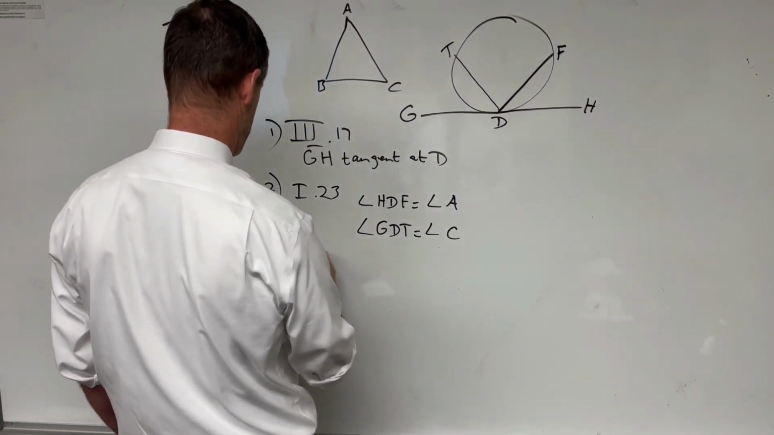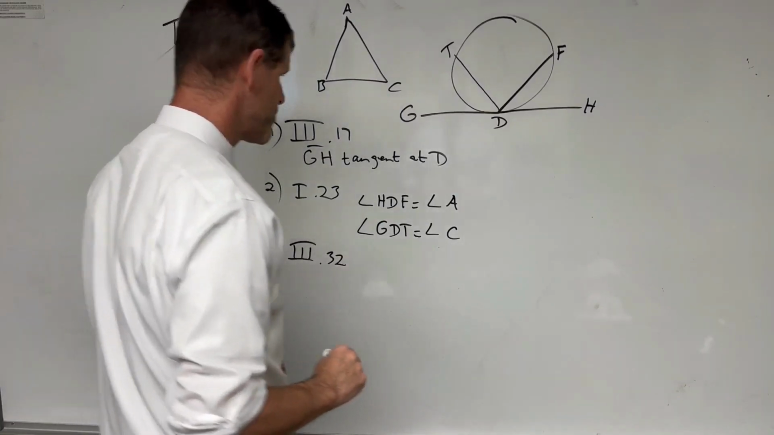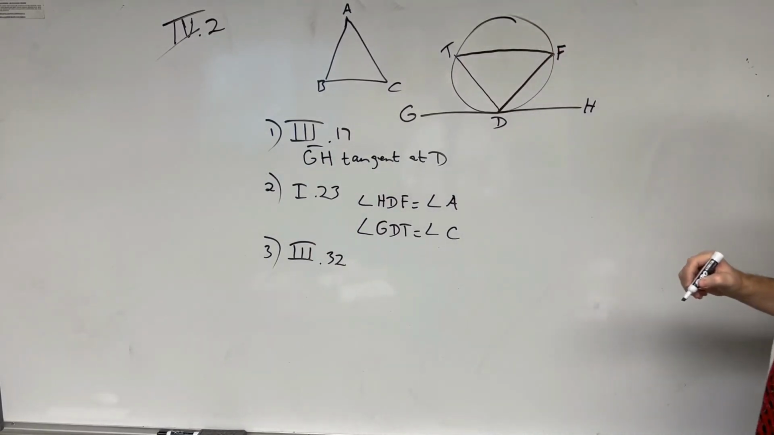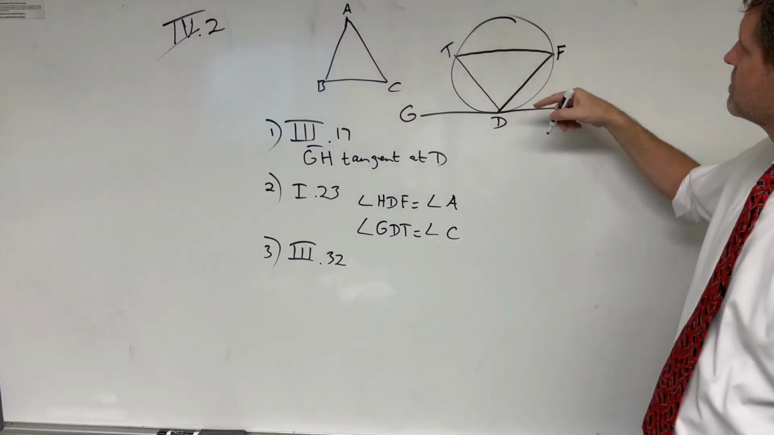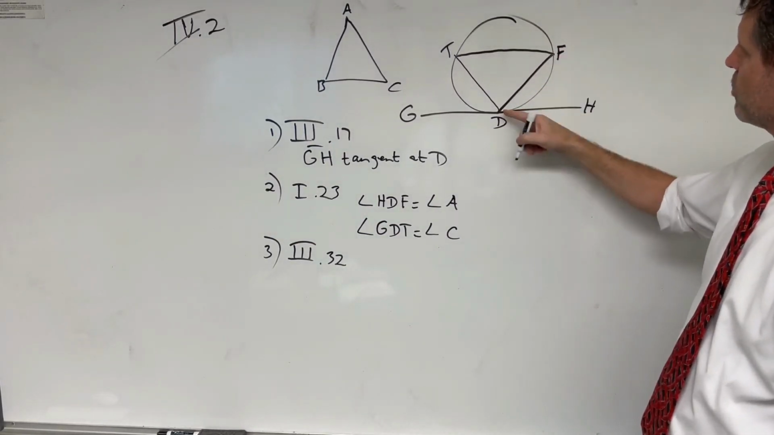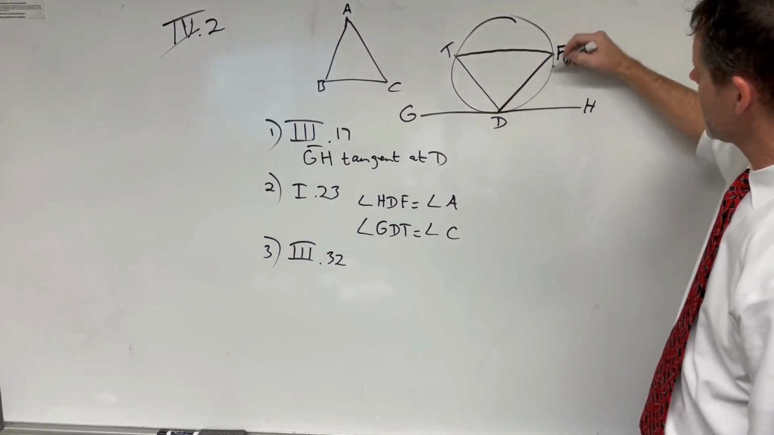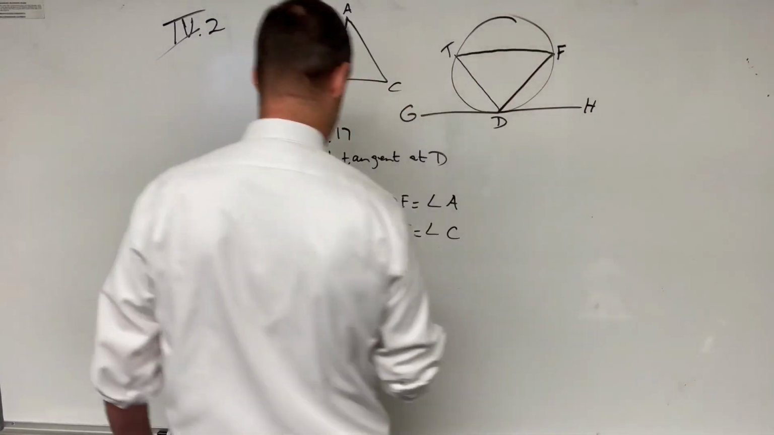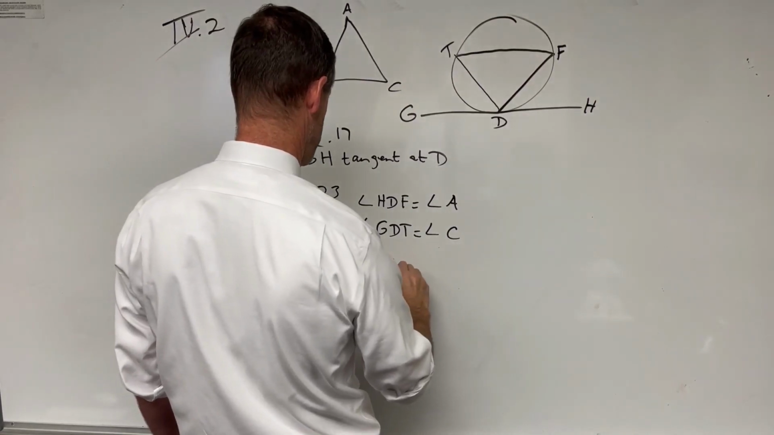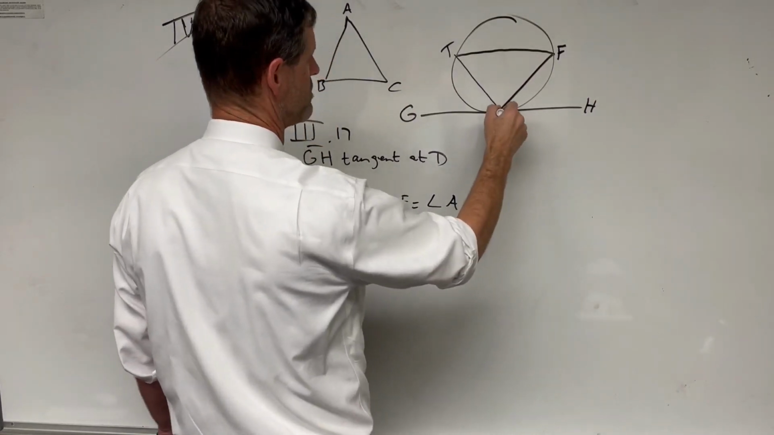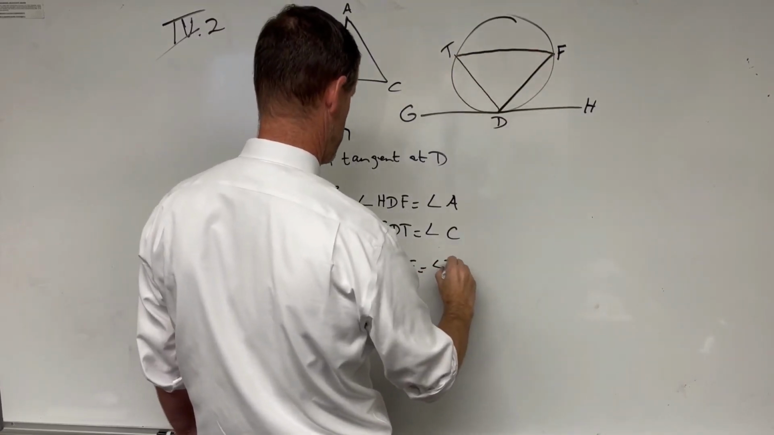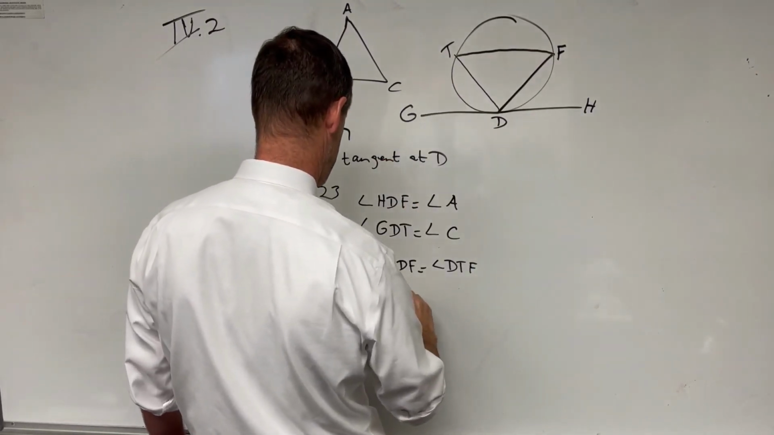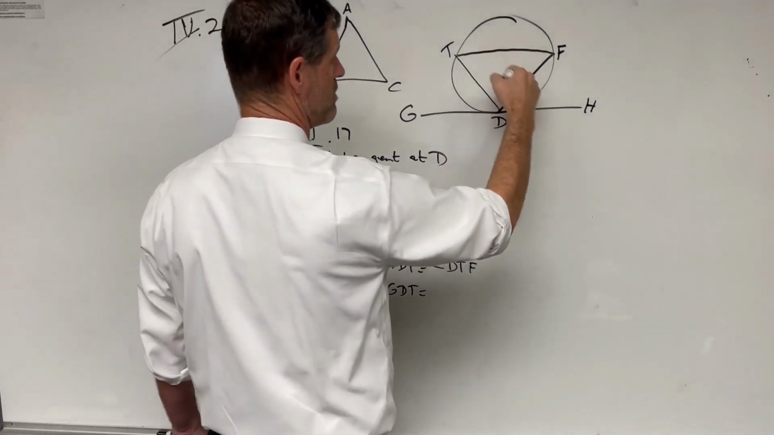Now from proposition 32 of Book 3, we know that the angles, when you've got a segment in a circle, like we've got DF here creating two segments, namely the major segment and then the minor segment here, we know that the angles in the alternate segments are equal. Therefore, the angle HDF is equal to the angle DTF, and the angle GDT is equal to the angle DFT.